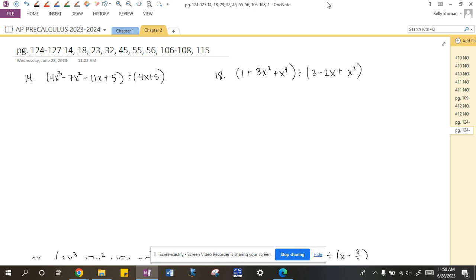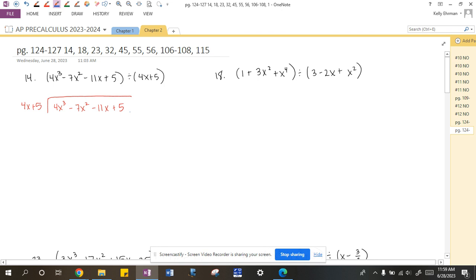All right, tonight's homework starts with some long division problems. So it just says divide using long division for the first problem. So I'm going to set this up. Got the divisor, 4x plus 5. The dividend is not missing any terms, so no placeholders to fill in.